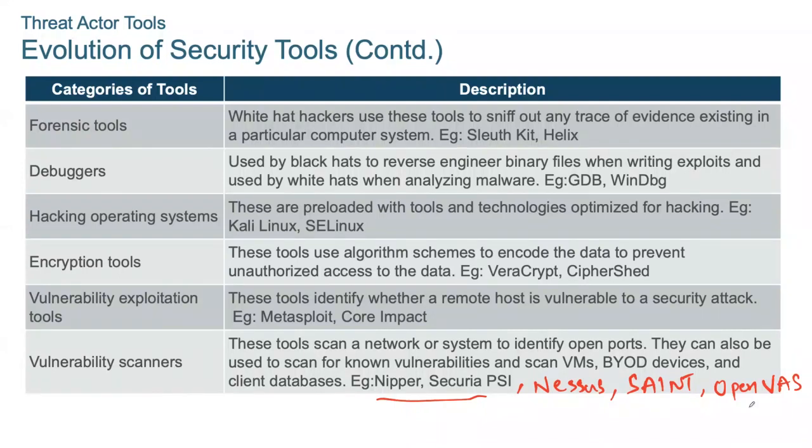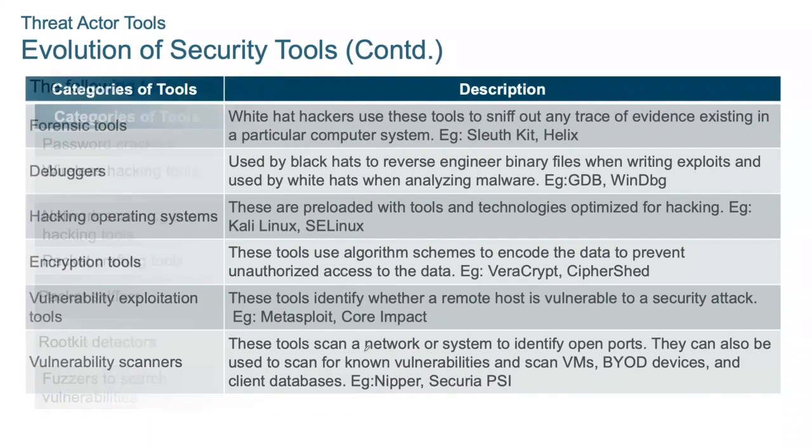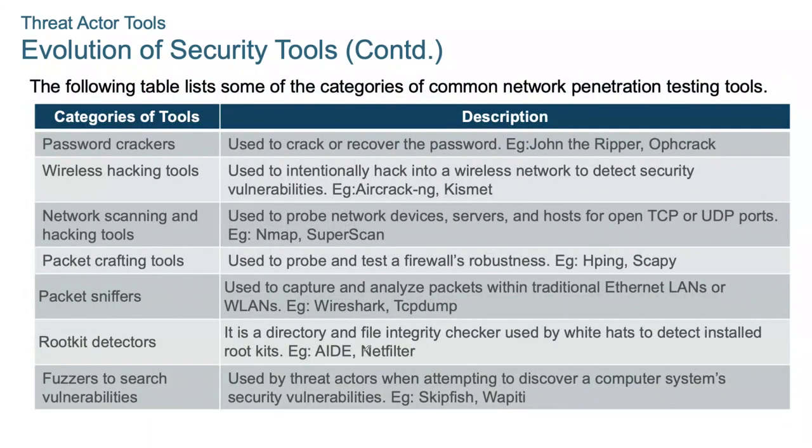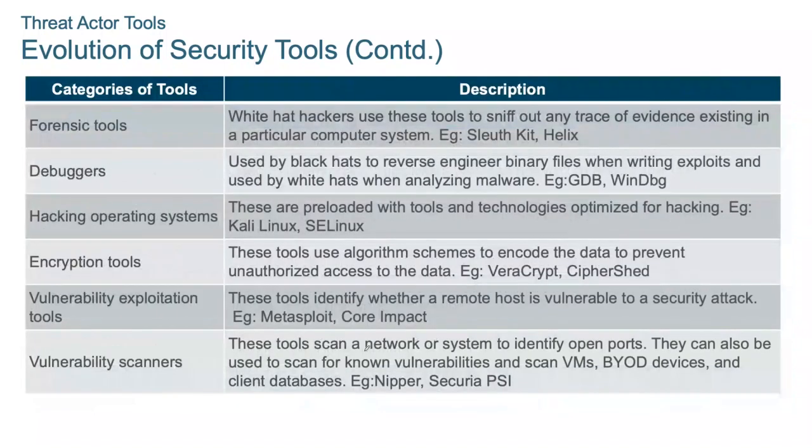In this vulnerability scanning, they try to scan the network ports and the database. Whether database injection has happened or not will be checked by these vulnerability scans. So these are the tools which are used to protect the network: password cracker, wireless hacker, network scanning and hacking tools, packet crafting tools, packet sniffer, and the most important one, vulnerability scanners, vulnerability tools, and the hacking operating systems.